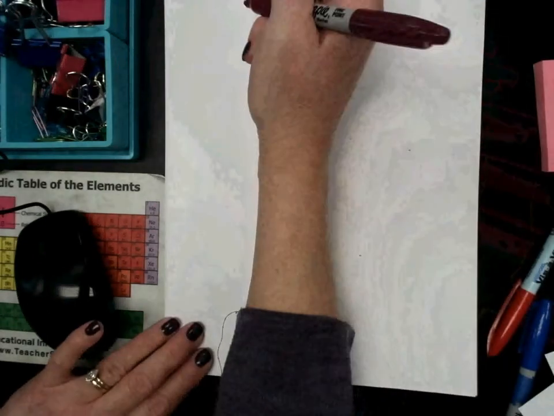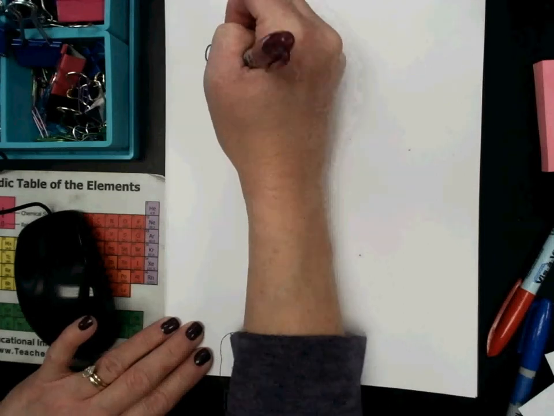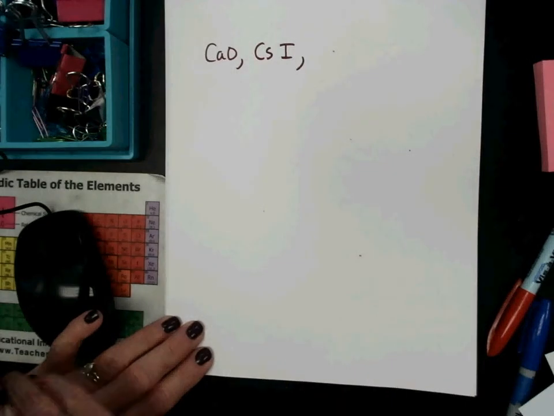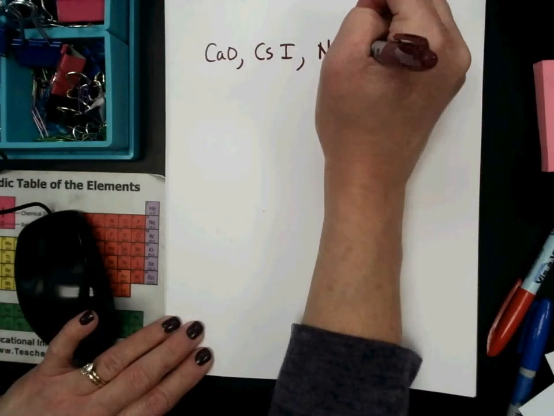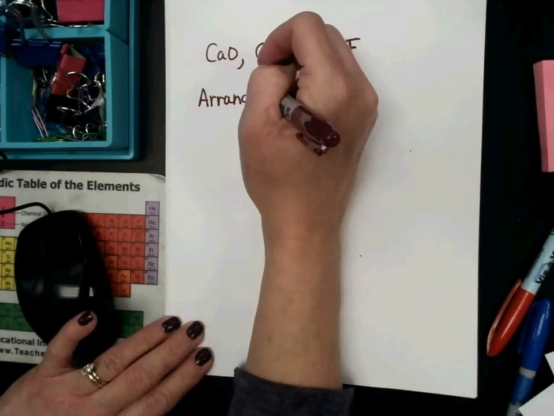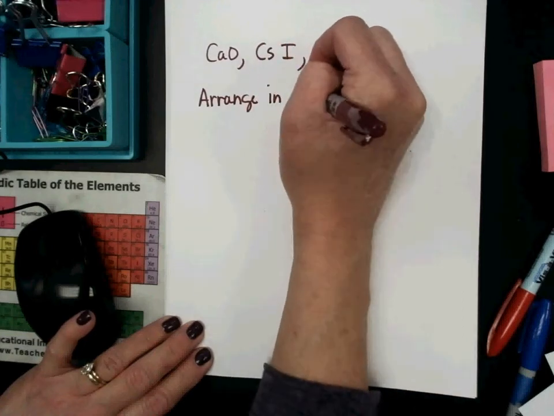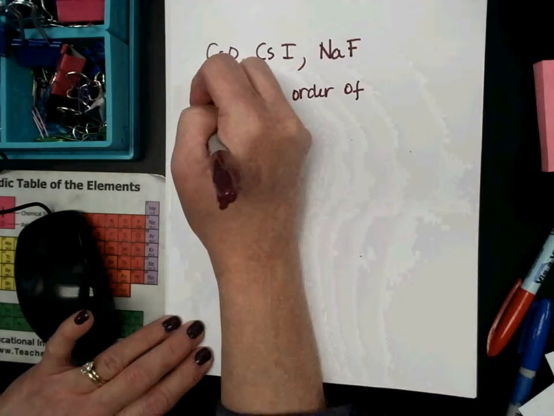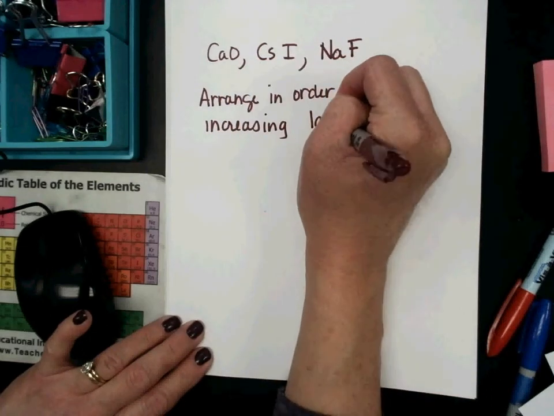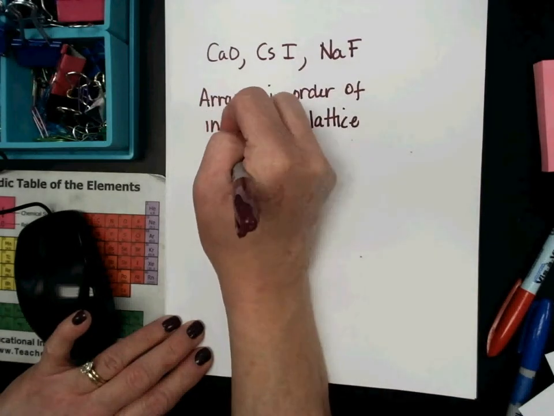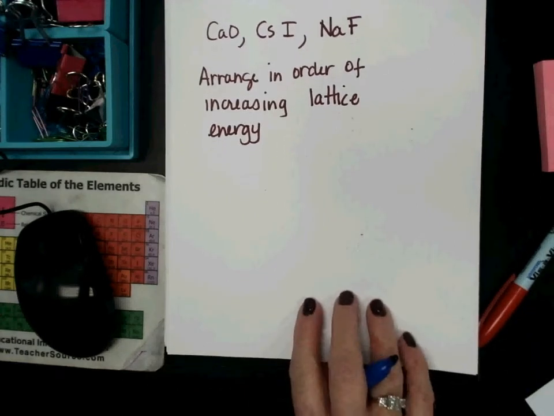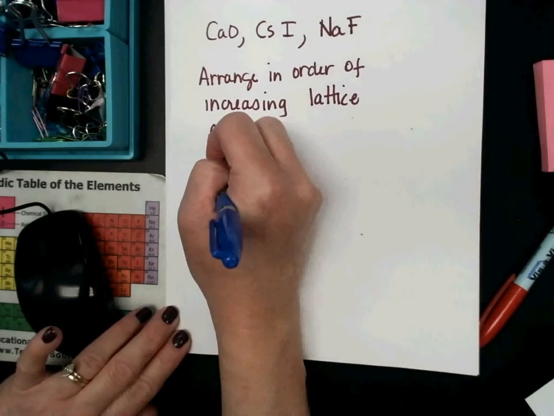So let's look at this for just a minute. Let's say I have CaO, calcium oxide, CsI, cesium iodide, and sodium fluoride. And I'm going to say arrange in order of increasing lattice energy. When you do this, you have to think about the charges on each.